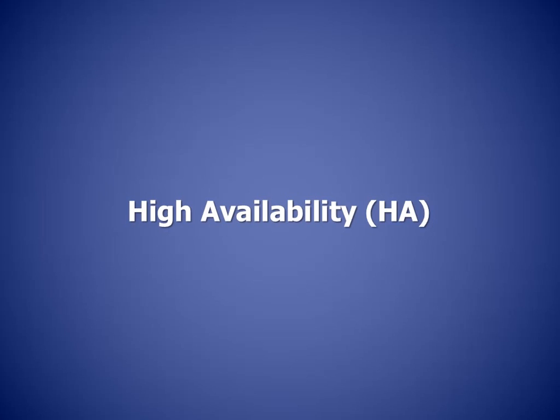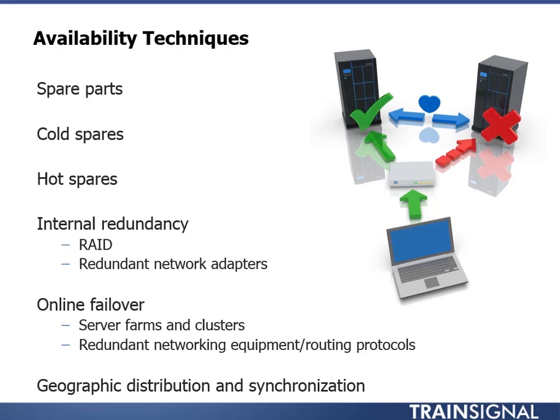Now let's talk about high availability. When restoring your stuff from a backup isn't fast enough, you go over to HA and you keep stuff running even if there's a failure. Now I'd like to talk about many of the different availability techniques that you can use to get stuff up and running when they fail.